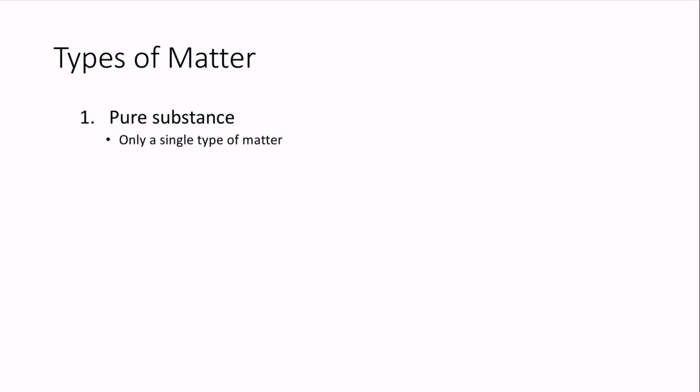In chemistry, we classify matter into two broad categories. The first category is called pure substance. Pure substance has only a single type of matter. For example, gold and table salt. Gold is just made from gold atoms, and table salt is made from sodium chloride. It is only one type of matter.